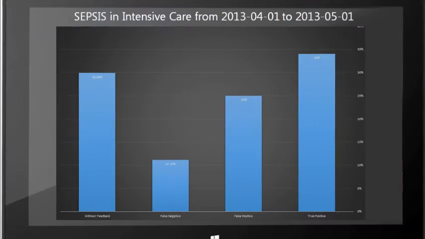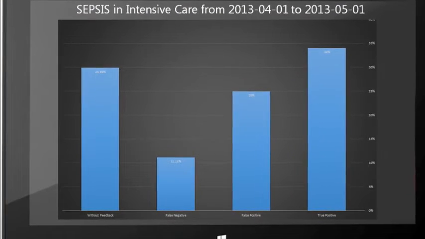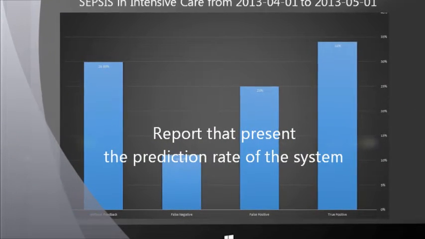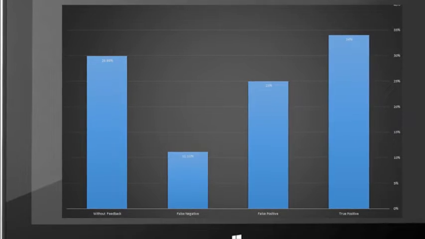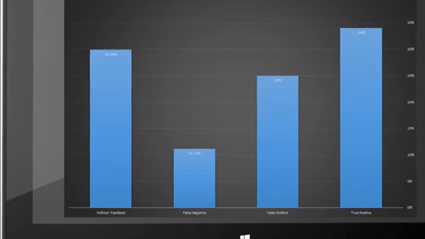The system provides reports for department medical managers and system follow-up or for the infections unit. For example, a report that presents the prediction rate of the system can help the team evaluate the system efficiency and improve its performance, decision tree, and knowledge base.